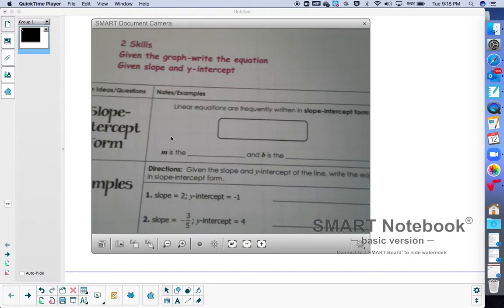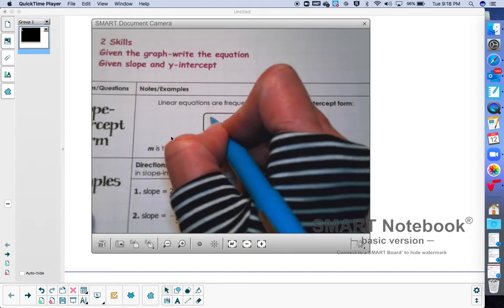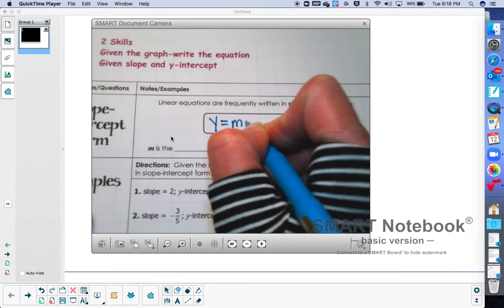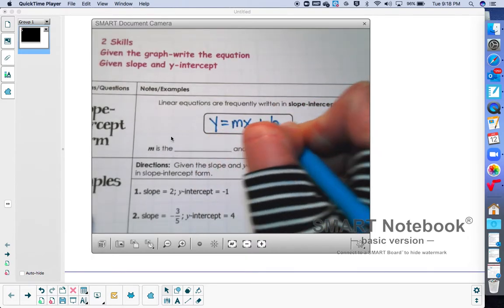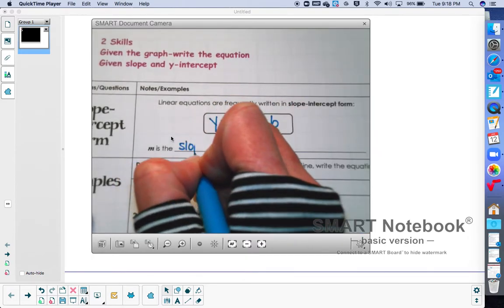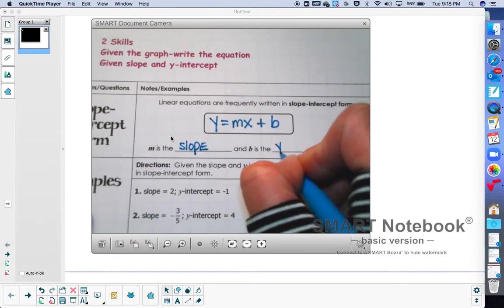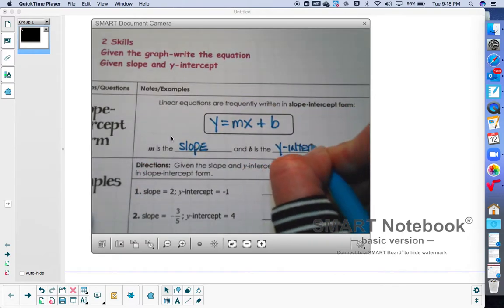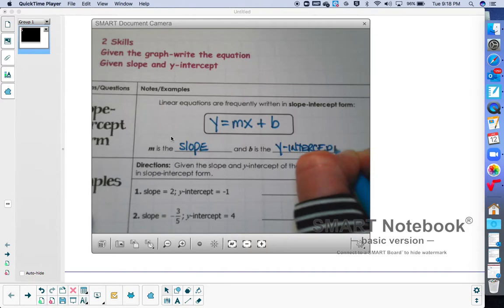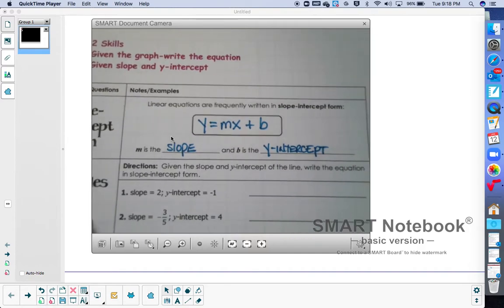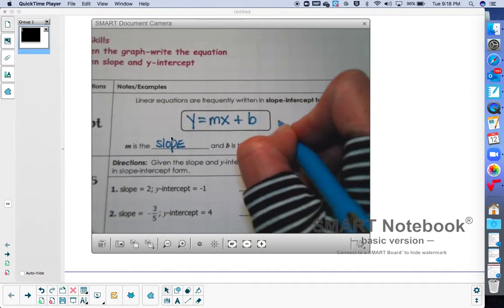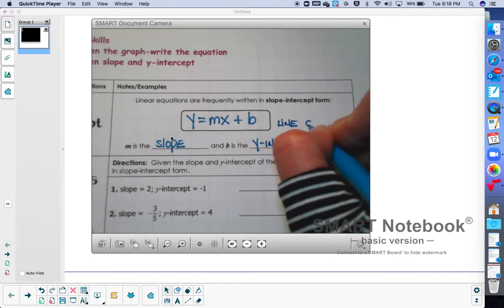So here is the form of the equation. y equals mx plus b. m stands for slope, and b is the y-intercept, which is why this is called the slope-intercept form of a linear equation. A y-intercept is where the line crosses the y-axis.